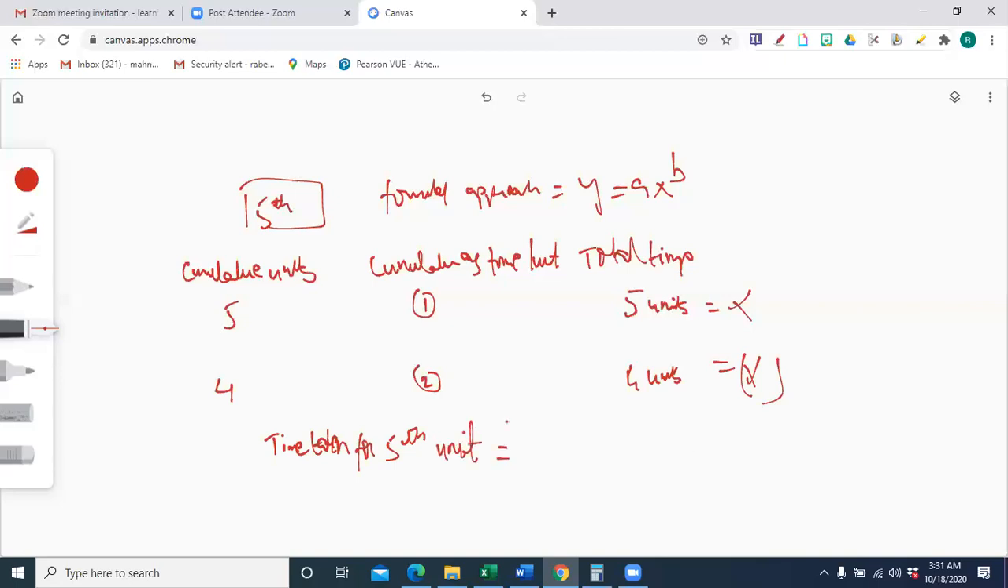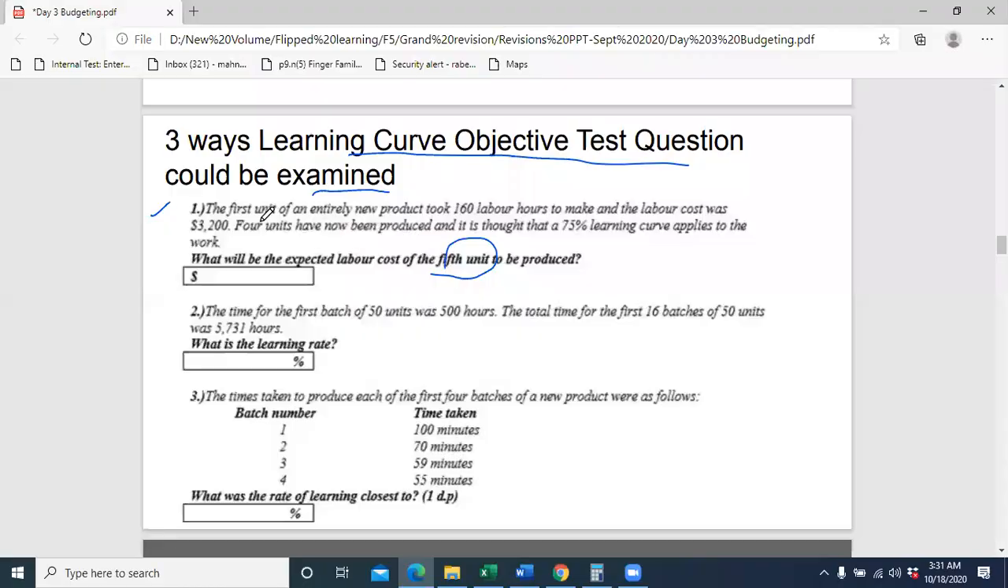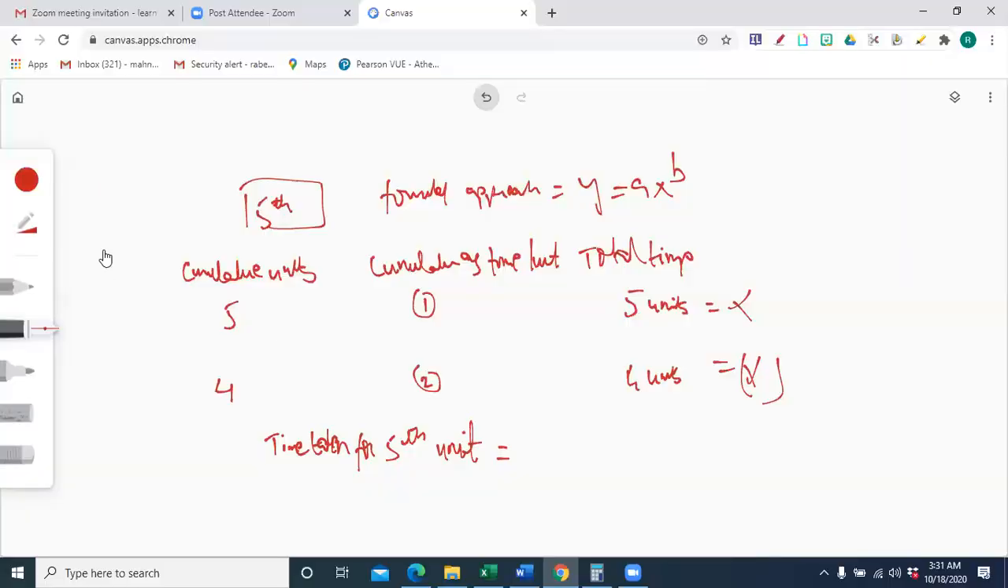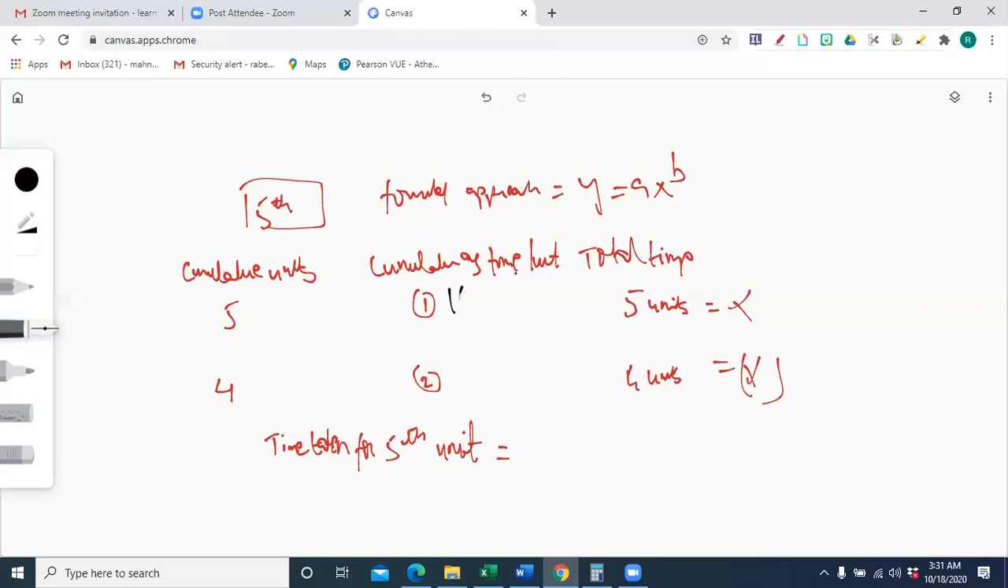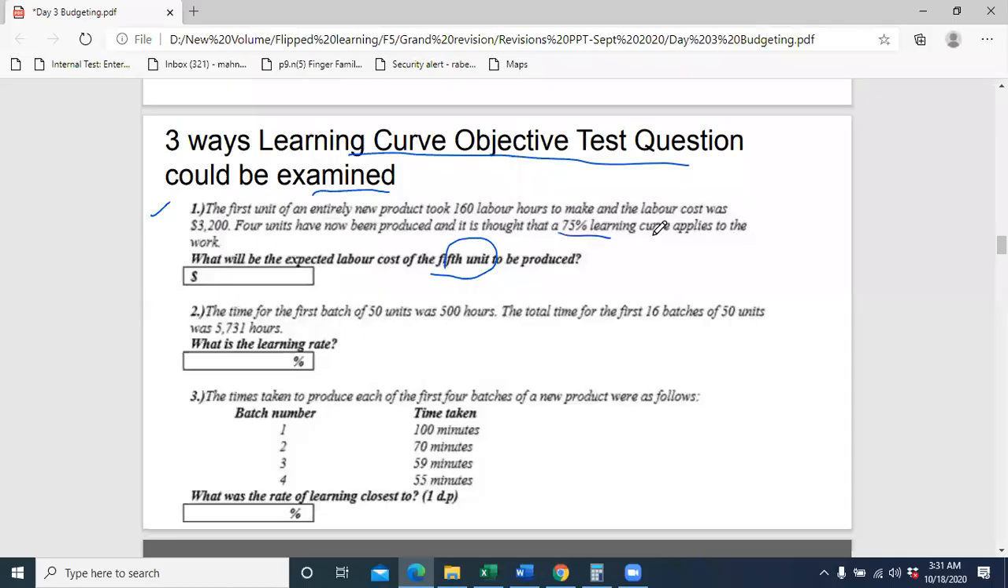So the first unit of an entirely new product took 160 labor hours to make. 160 is the cumulative average time, the time taken for the first unit. Then I'm going to calculate the learning curve.